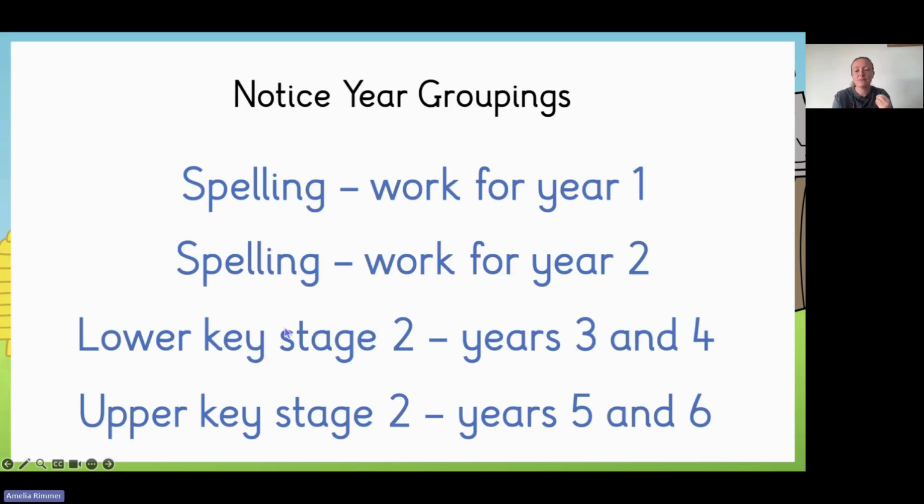So it is really important to make note of those year groupings in that curriculum. It talks about the work for year 1 and the work for year 2 being separate, but your lower key stage 2, so year 3 and 4, and your upper key stage 2, year 5 and 6, are grouped together, so they can be completely interchangeable, but year 1 and 2 aren't able to be. They're far too progressive for it to be able to work like that.